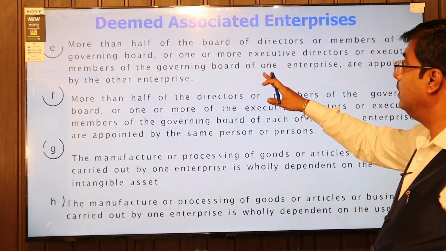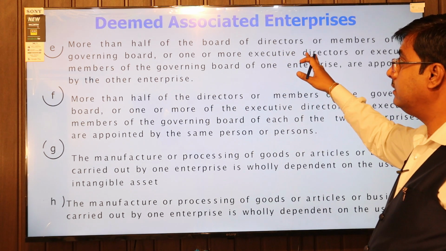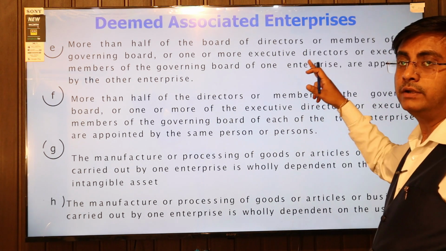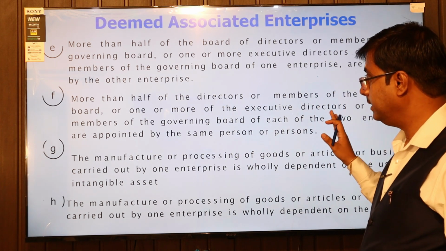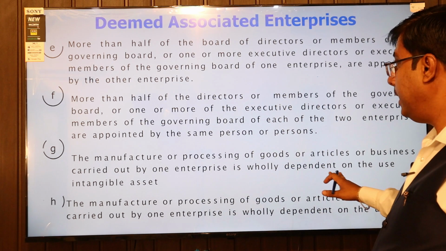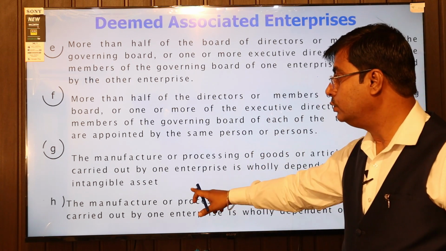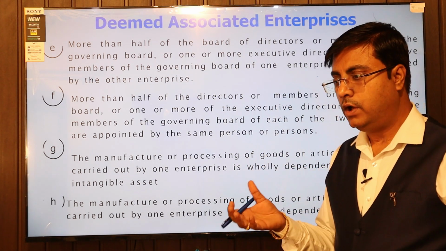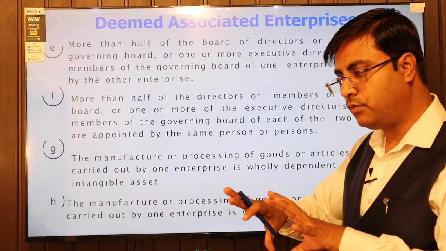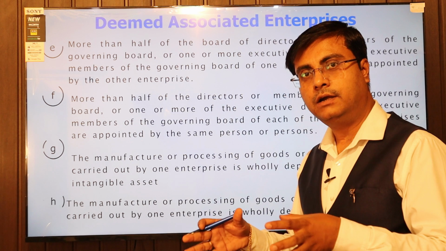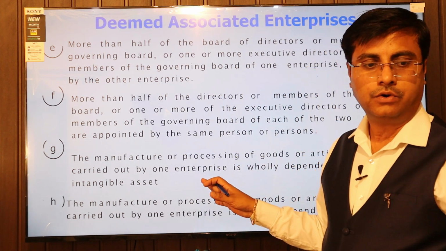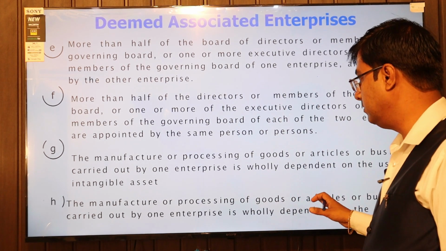More than half of the board of directors, or one or more executive directors, are appointed by one person, right? So your manufacturing will depend upon the intangible use, right? You are making a laptop, this HP laptop, right? Your whole manufacturing is dependent upon the HP mark. So this scenario is also covered for associated enterprises.